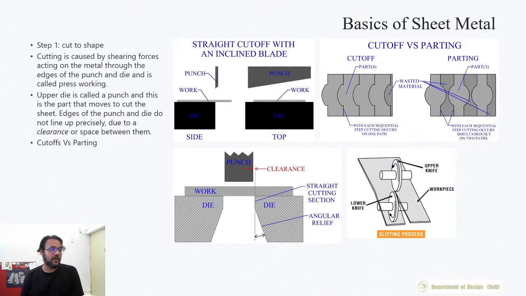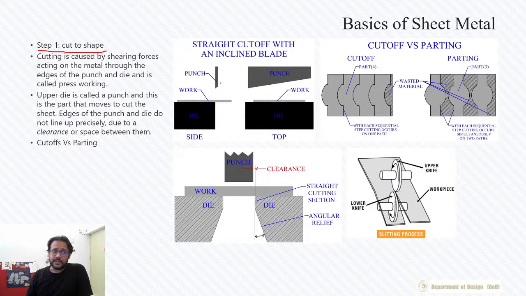Right, so let's move on. Let's say you want to make a sheet metal object. How would you start? Naturally, step one is to cut it into shape, and there are several ways in which you can do that.